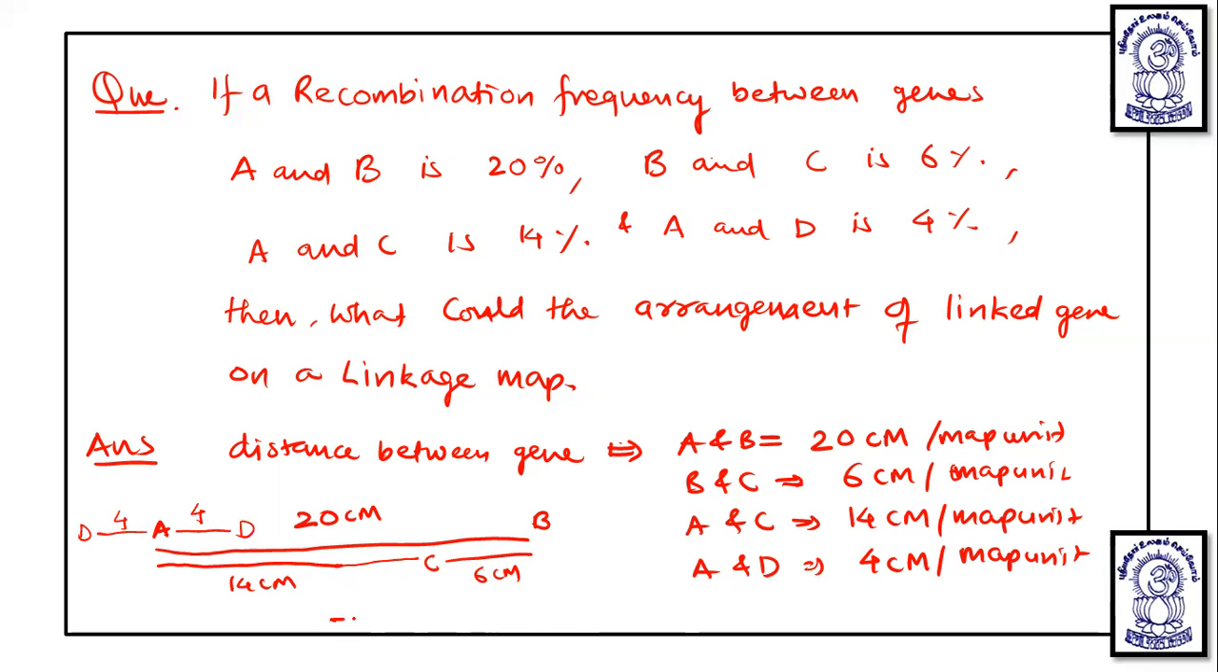So the arrangement of genes on a linkage map can be D A C B or A D C B. Okay, this way the arrangement of the genes on a linkage map can be possible. So this is the particular linkage map, or we can say the arrangement of genes.